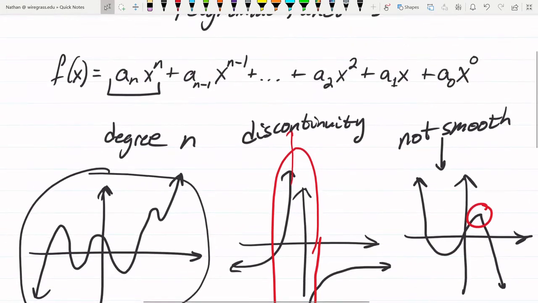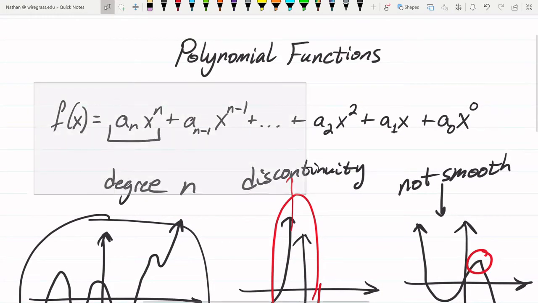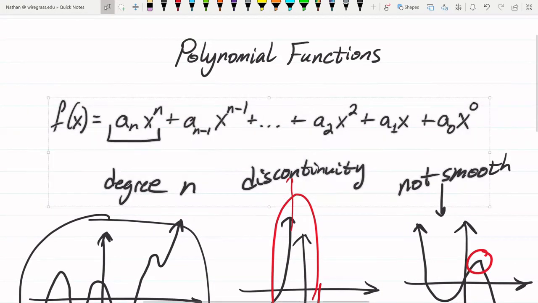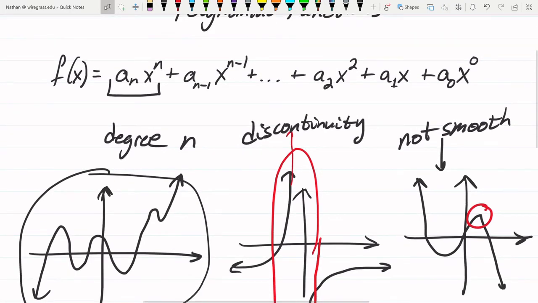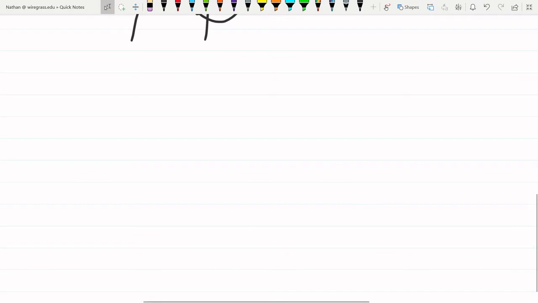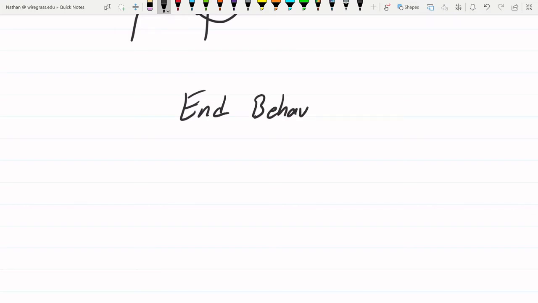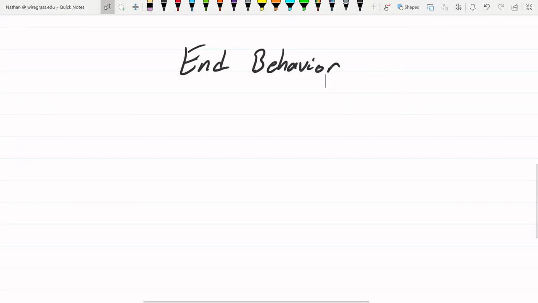Okay, so back to our discussion about the polynomials and the degree. The degree of a polynomial kind of dictates its behavior. You can always look at the degree and tell what the end behavior of a polynomial is. The end behavior is just where it goes as x gets very large or very small, very positive or very, very negative.